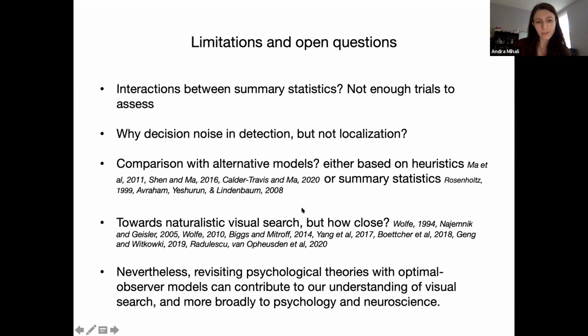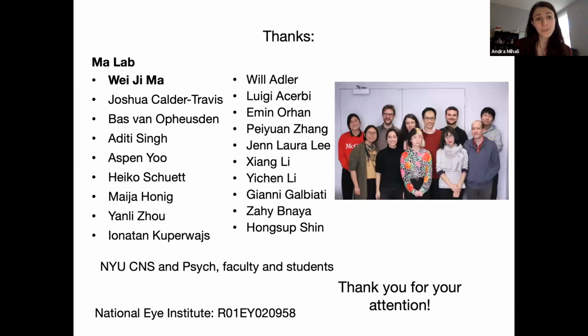Okay, so we made a step towards naturalistic visual search, but how close are we? Joshua will discuss more about this again. Nevertheless, revisiting psychological theories with optimal observer models can contribute to our understanding of visual search and, more broadly, to psychology and neuroscience. Okay, so thank you.